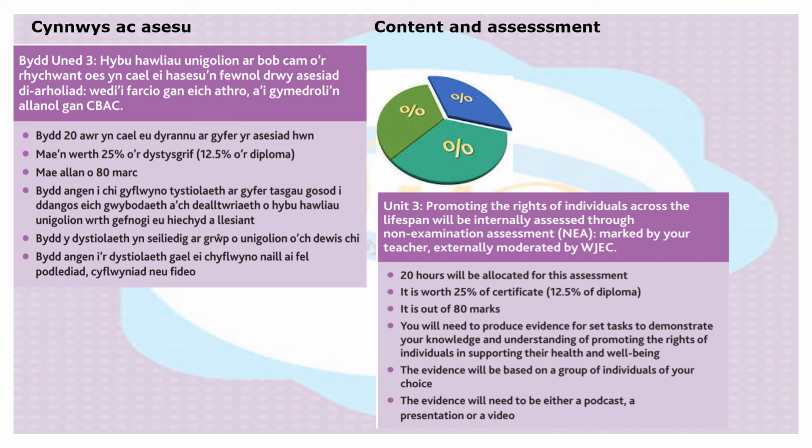Unit 3 will be internally assessed through non-examination assessment, marked by the teacher and externally moderated by WJEC. 20 hours will be allocated for this assessment. It is worth 25% of the certificate and it is out of 80 marks. You will need to produce evidence for set tasks, and this evidence will be based on a group of individuals of your choice, and the evidence will need to be either a podcast, a presentation or a video.